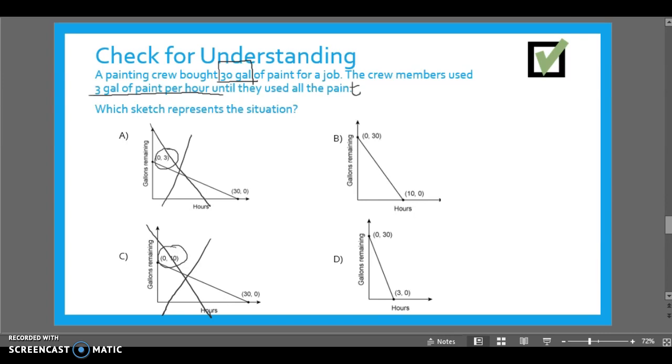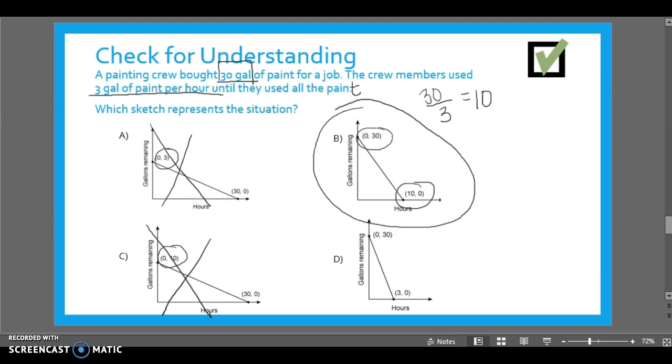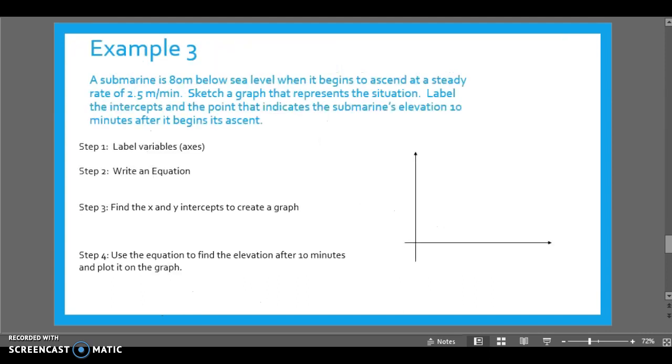Okay? So if they used 3 gallons of paint per hour until they used all the paint, well, 30 divided by 3 is 10. So it's going to take them 10 hours to use all the paint. So the only one that makes sense is B, because they start with 30 and they end with 0 after 10 hours. So B is the correct answer because each hour they're losing 3 gallons of paint. It takes them 10 hours to use all the paint.